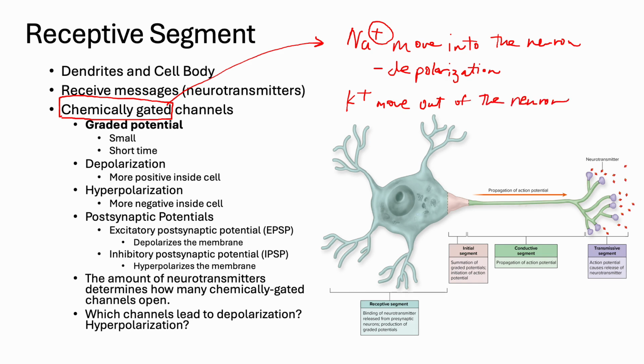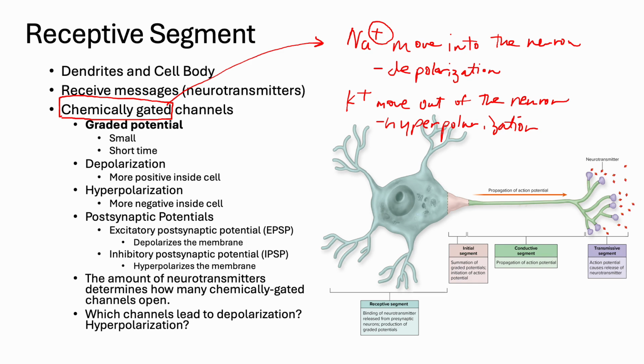Of the neuron. So if we have positive moving out, then that's going to make the inside more negative, right? So that would mean hyperpolarization. There we go. So that would be an inhibitory postsynaptic potential.